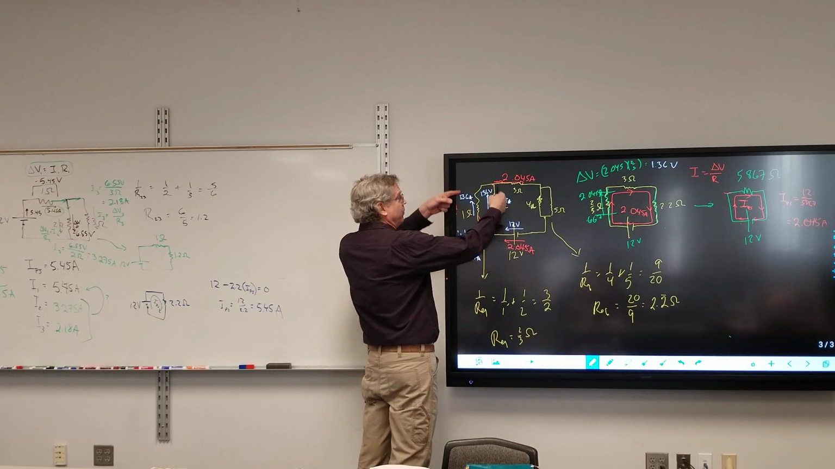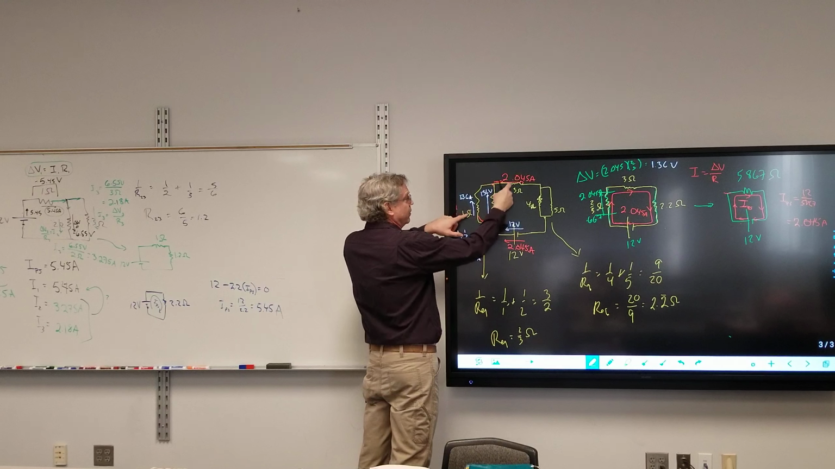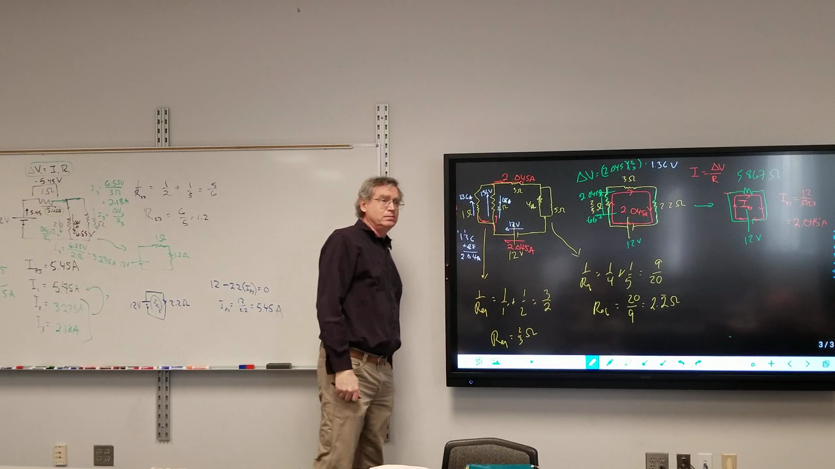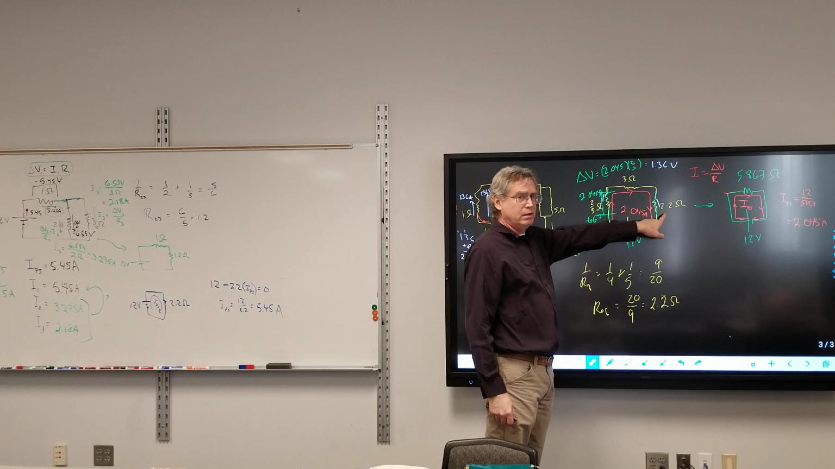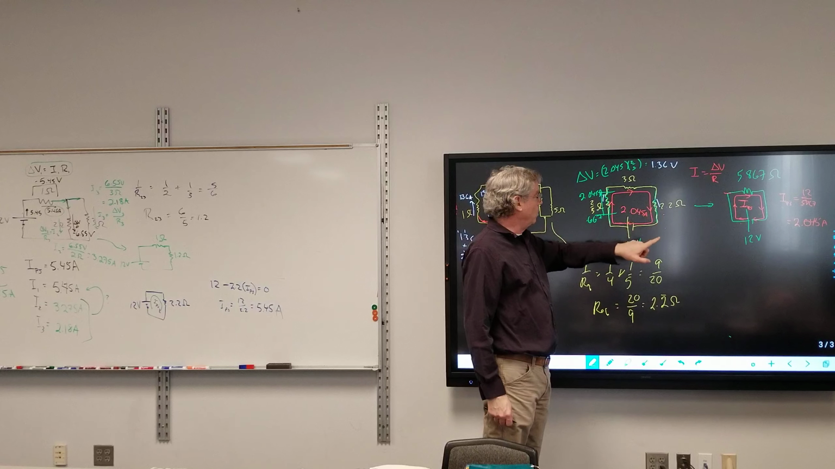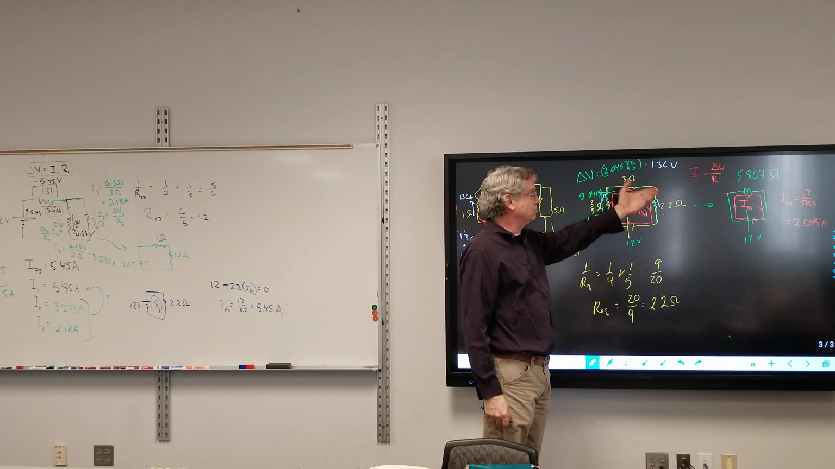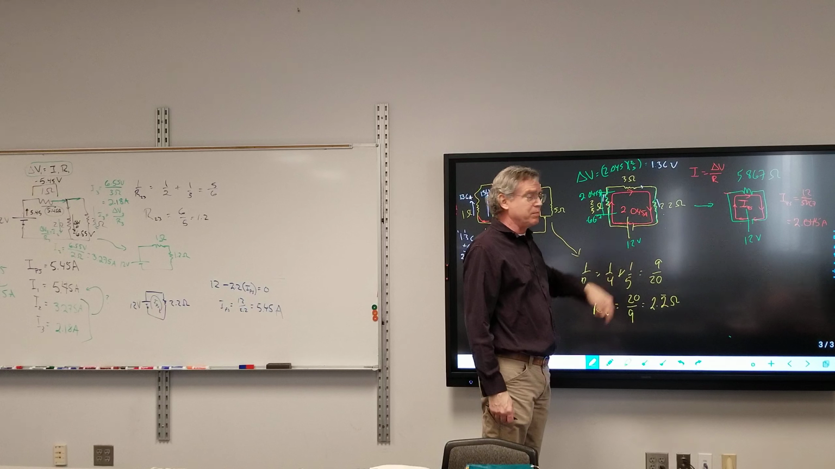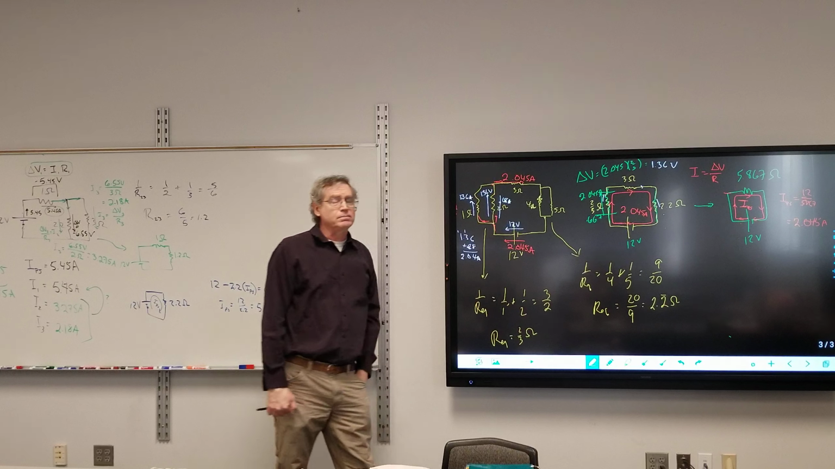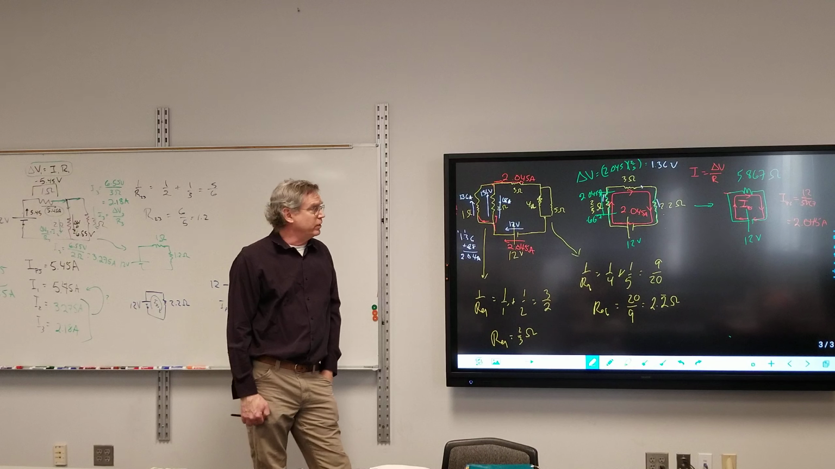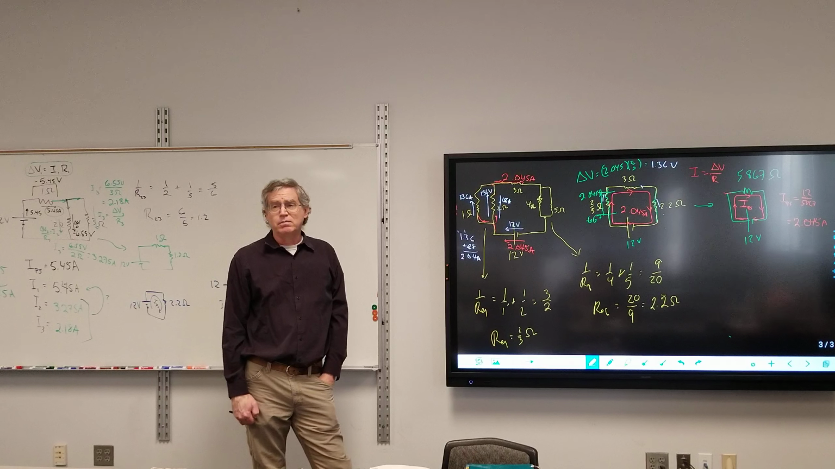So I now know the current flowing split across each of those, so we have this last one remaining. I know the current flowing across the combined. So now I need to figure out what's my potential drop across here. How would I do that? I know the equivalent resistance. I know the current. How do I find voltage?